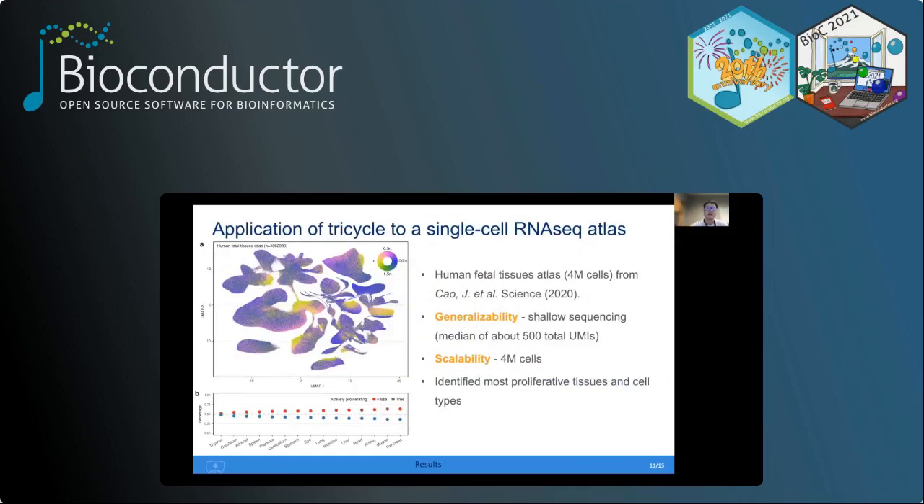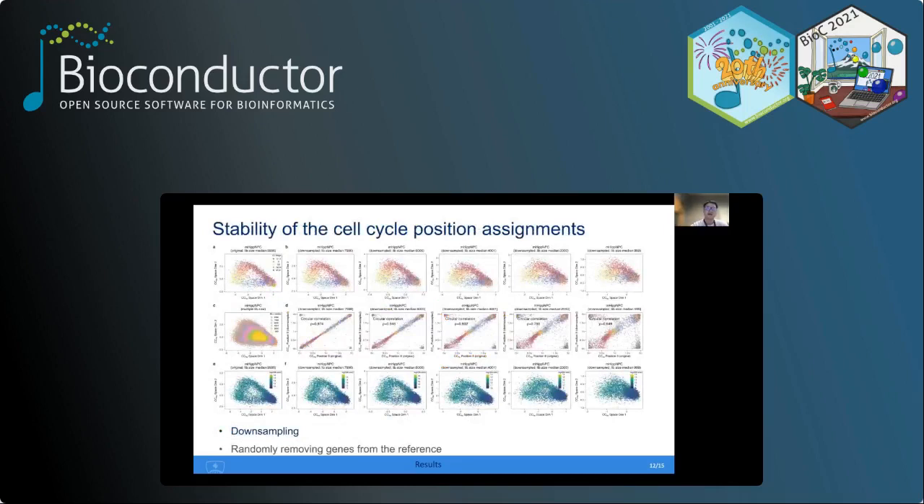We further applied the tricycle on the big single-cell RNA-seq atlas data, which has more than 4 million cells. It is shown that the tricycle has great generalizability, especially as this dataset is a shallow sequencing dataset. The median of the total UMI numbers is only about 500, and it is quite scalable on those 5 million cells. We successfully identified the most proliferative tissues and cell types in this single-cell RNA-seq atlas data. We further assess the stability of the cell cycle position by downsampling and randomly removing genes from the reference data. For both of them, we have shown that the tricycle is quite robust across different scenarios.